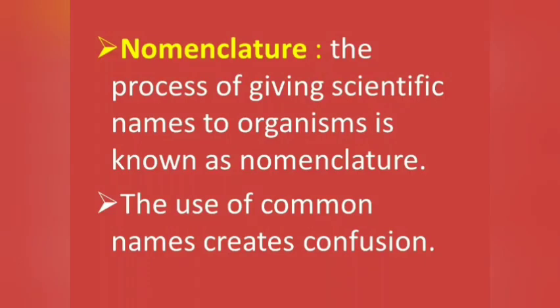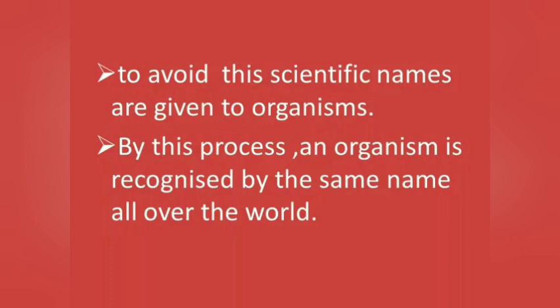Nomenclature. The process of giving scientific names to organisms is known as nomenclature. The use of common names creates confusion. To avoid this confusion, scientific names are given to organisms. By this process, an organism is recognized by the same name all over the world.